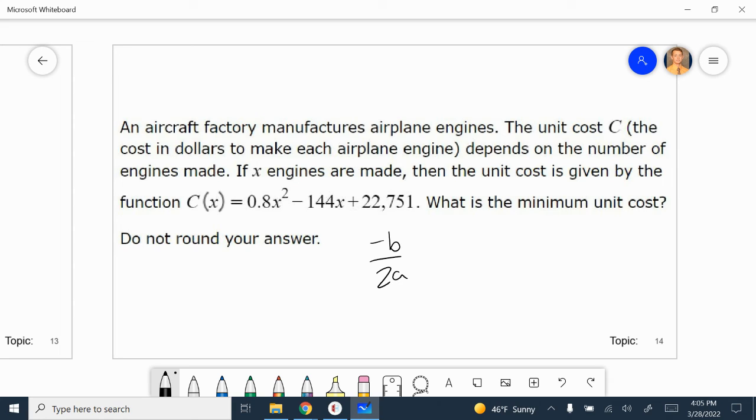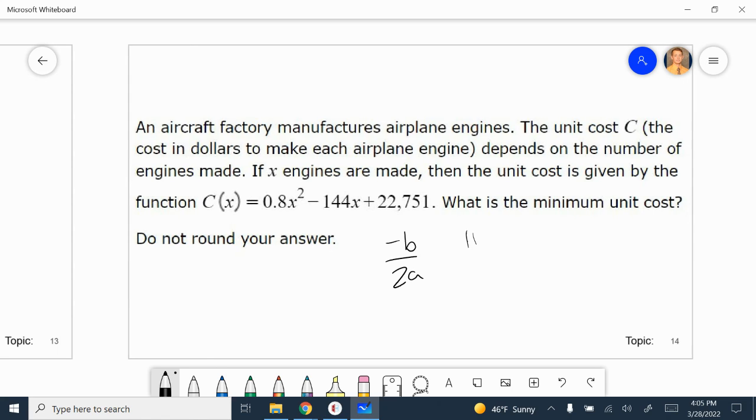So negative b divided by 2a would be 144 divided by 1.6. So 144 divided by 1.6 equals 90. And if I plug that back in, let's see, we'll have, oof, this is tough on a phone calculator. Let me grab a different one.